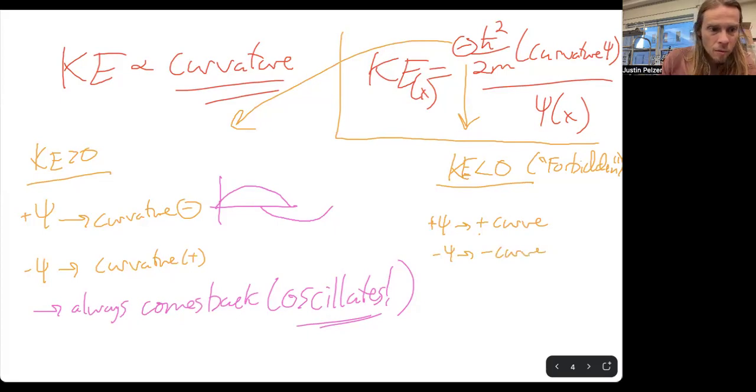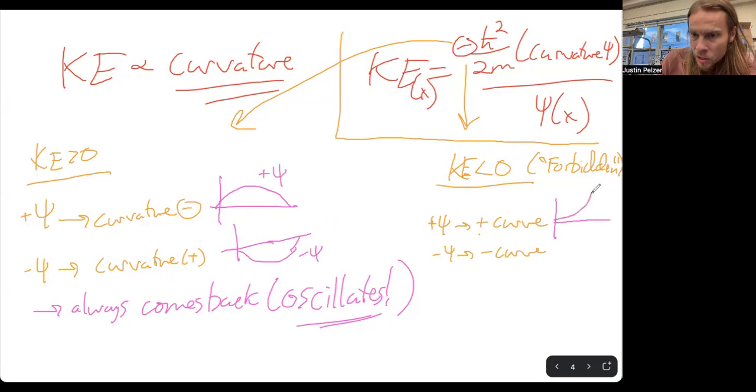So what does that mean? Well, negative psi, positive curvature, positive psi, negative curvature. Let's do the equivalent over here. Positive psi, positive curvature means it curves up. Negative psi, negative curvature means it curves down because it's negative, but it's curving down, more negative. And here it's positive, but it's curving up, more positive. So that means these go away, typically exponentially.